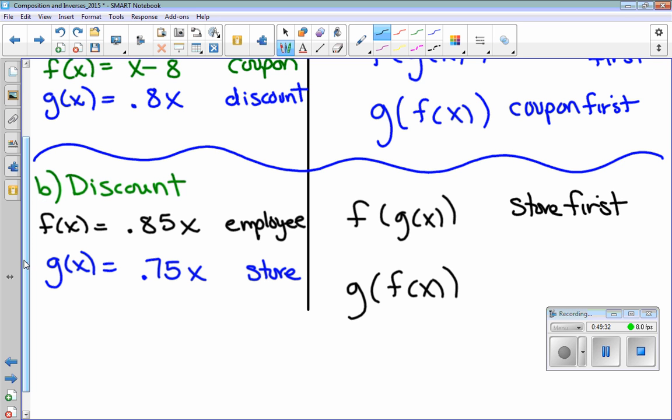How about g of x? I'm sorry, g of f of x. Which one's being applied first? The employee discount first. And so you'll just find both of those and decide which one, as you're the consumer, the buyer, you would want them to apply first. Which one will save you the most money? Okay? Helpful to set it up like that for you?